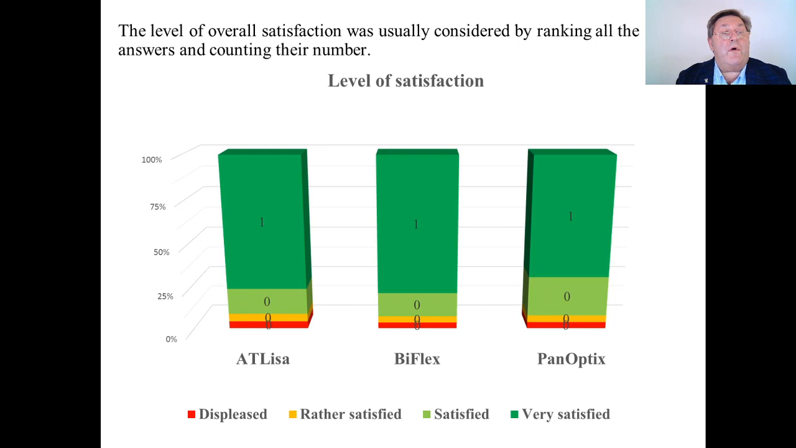The level of overall satisfaction was usually considered by ranking all the answers. They contain their number. Now you can see the level of satisfaction: dissatisfied, rather satisfied, satisfied, very satisfied.